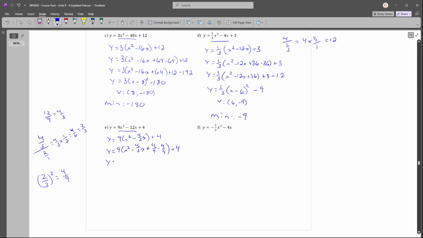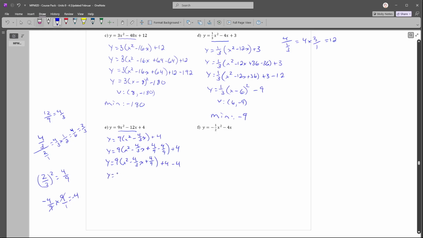Let's keep going. So we have y is equal to 9. Inside, we're going to have x squared minus 4/3 x plus 4/9. And on the outside, we've got to bring that minus 4/9 outside. But in order to do that, we have to multiply it by a, so multiplying it by 9. Well, that's the same thing as 9 over 1, so the 9s cancel out. So we just end up with negative 4. Nice. So we have our plus 4 minus 4.